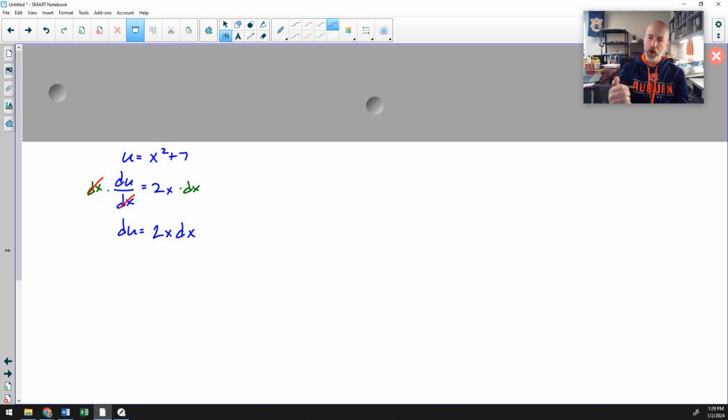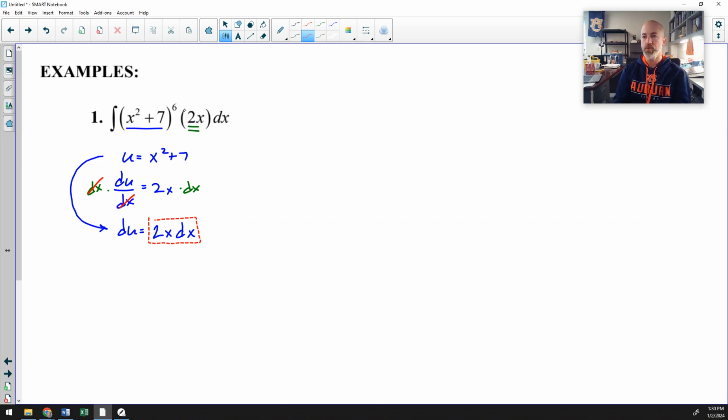Now, this may be the only time I actually do du dx and then show the multiplication to move the dx over. What I will do from now on is skip straight from u equals x squared plus 7 straight to du is 2x dx. And in u-substitution, the most important thing you have to identify is that du. You want to make sure that whatever the derivative of your u is evident in the problem, and it is right here. So the first thing I'm going to substitute is the du.